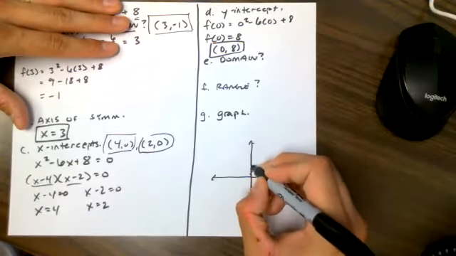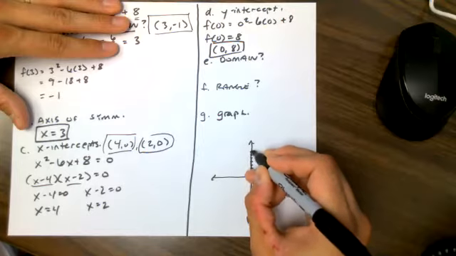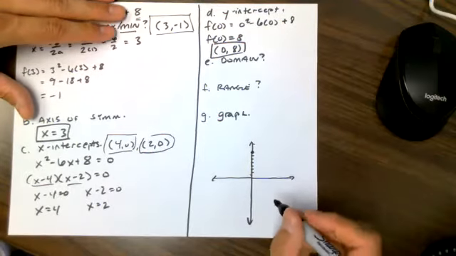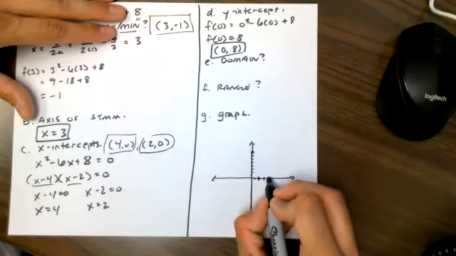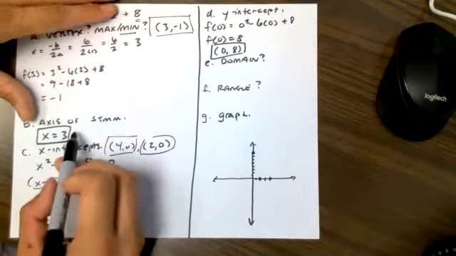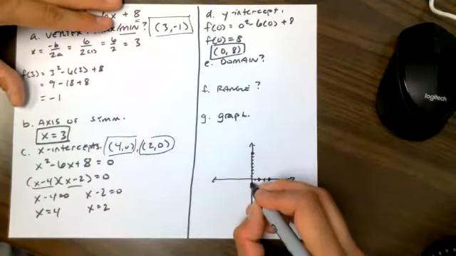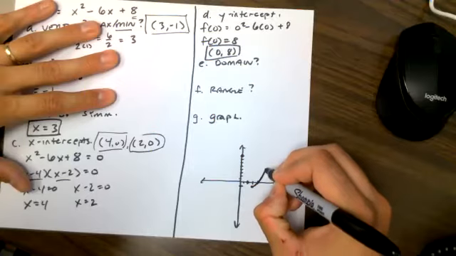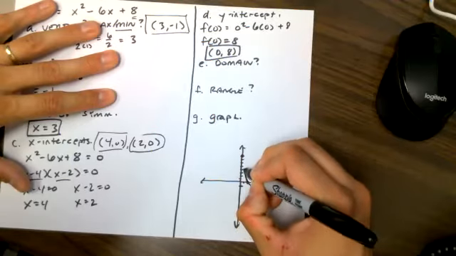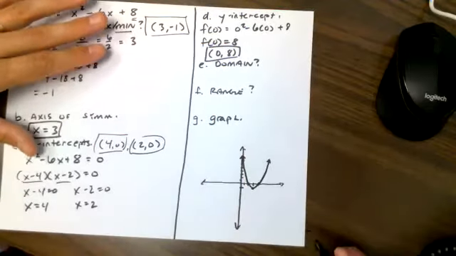1, 4, 5, 6, 7, 8. I know my y-intercept's there. My two x-intercepts are 1, 2, 3, 4, right there. And then my vertex is 3, negative 1. Over 3, down 1. So look, my graph looks something like that, okay?